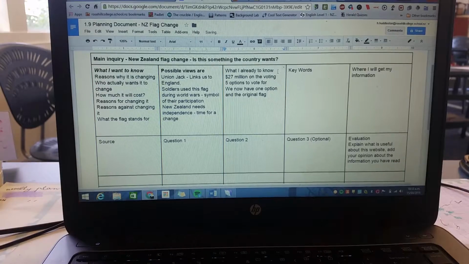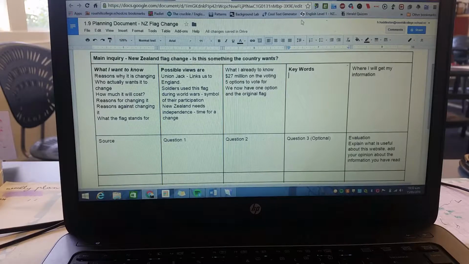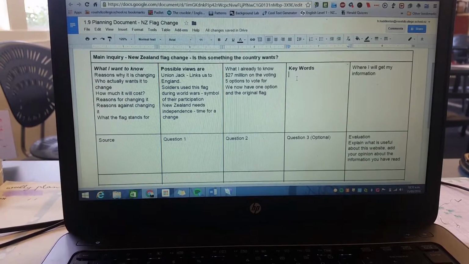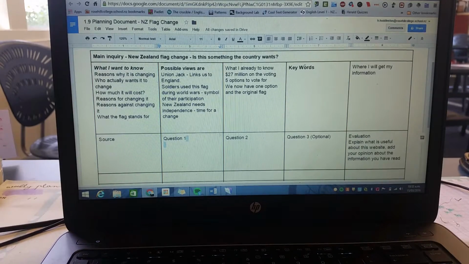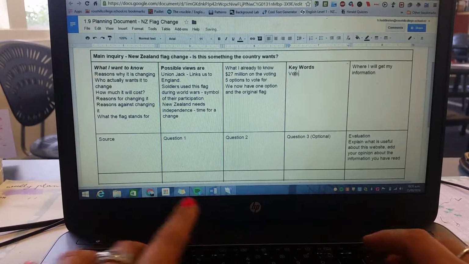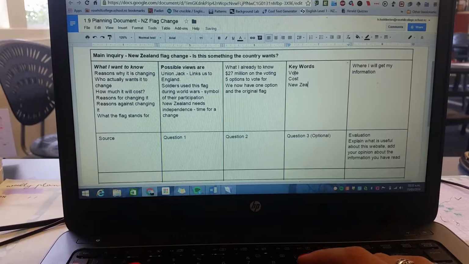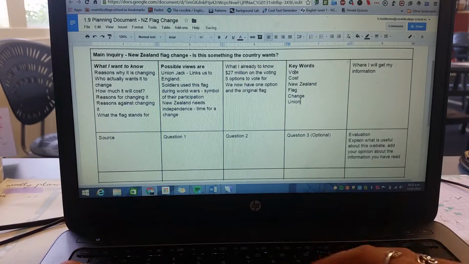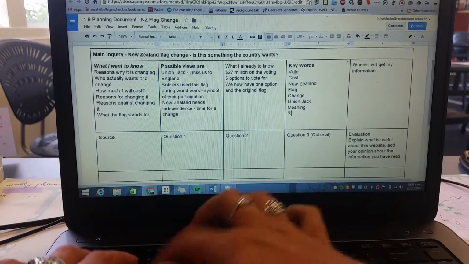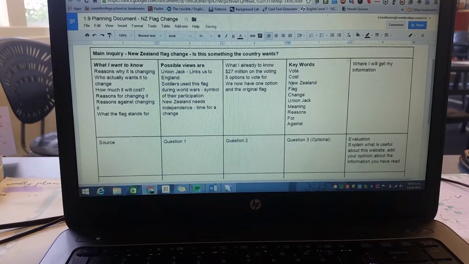Keywords. These keywords are important when you are jumping onto Google and searching, because what you should not do is just, once you've written your questions, copy your question, type it into Google, and hope to find the answer. Google can't interpret for you. You need to use keywords. So I might use things like vote, cost, New Zealand, flag, change, Union Jack, meaning, reasons, for, against.